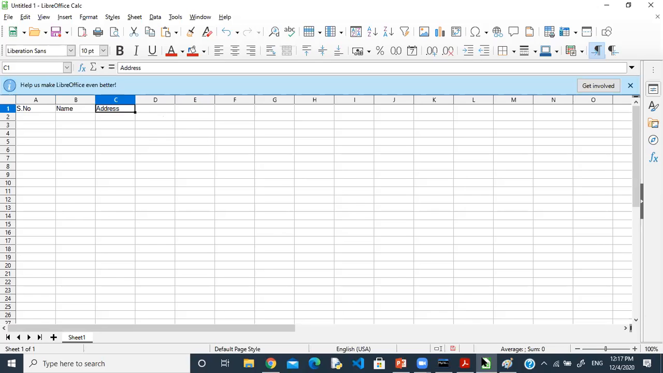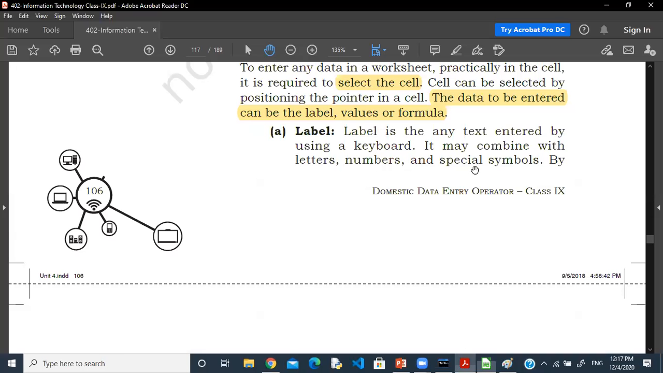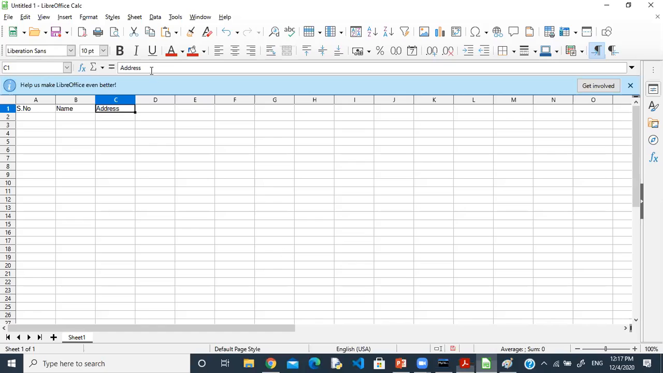Okay, so what is this actually? These are the labels. These are the text. It may combine letters, numbers, and special symbols. Anything we can write here. Suppose I'm going to write the address. So I'm writing here B12, lane number 1, Ram Vihar, Mahendragarh. I'm just writing it this way. So this is the address here.